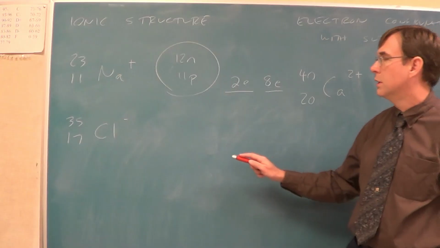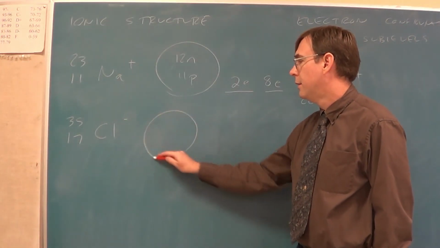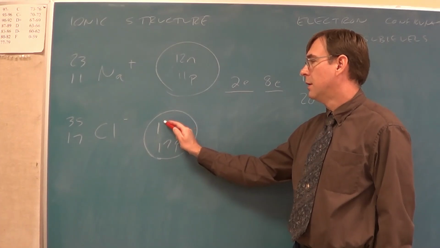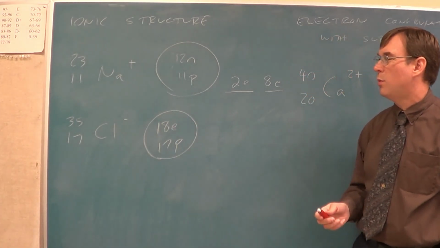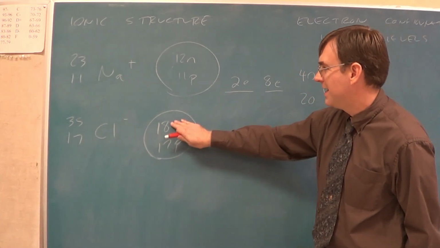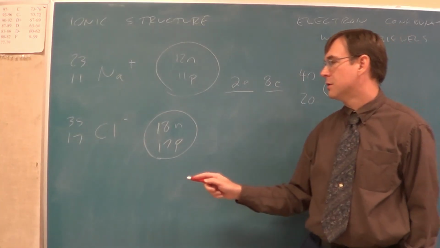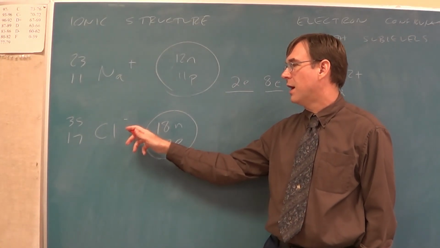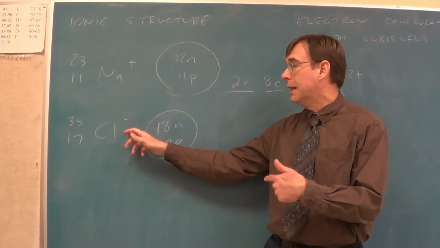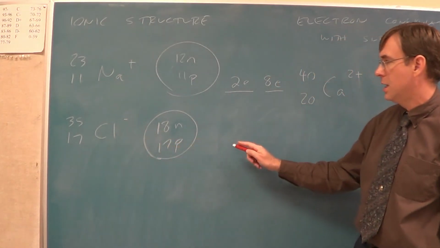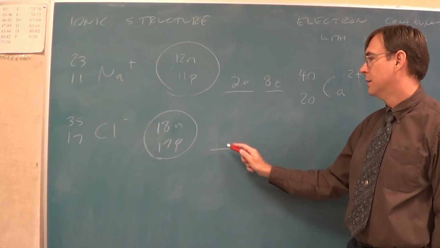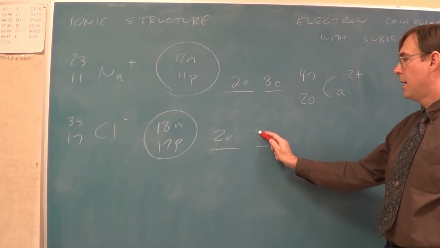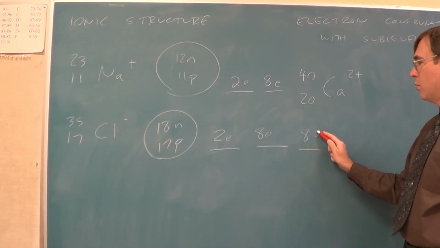So much fun, let's do it again. So this one, draw a nucleus, 17 protons. 17 protons, 18 neutrons. And then a small logical difference on the electrons. We gained an electron, so there's not 17, there is 18. So we have 2 electrons, 8 electrons, 8 electrons, and then 8 more electrons.